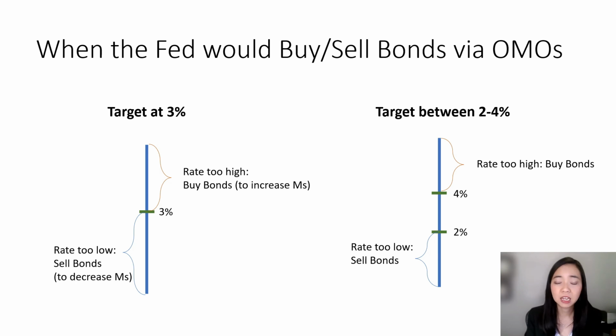On the other hand, if the federal funds rate goes below 2%, that means the rate is too low, and the Federal Reserve is going to sell bonds to restore the federal funds rate back to 2% or somewhere between 2 and 4%.